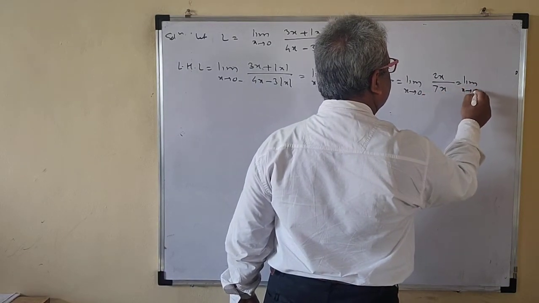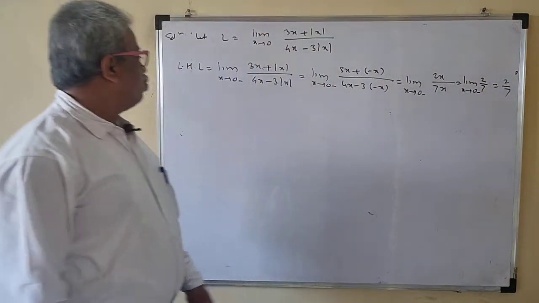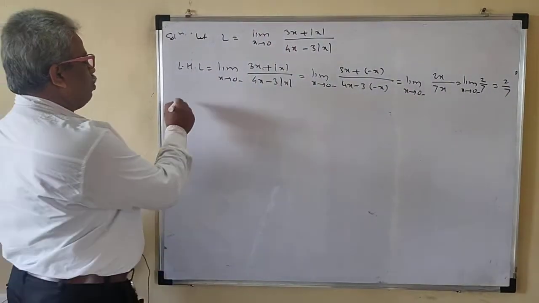So limit x tends to 0 minus, 2 by 7. So your left hand limit is 2 by 7. Now we find the right hand limit.